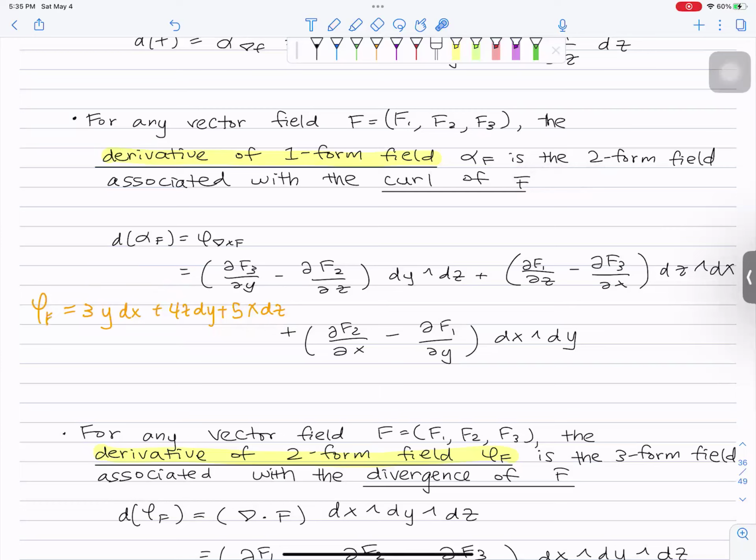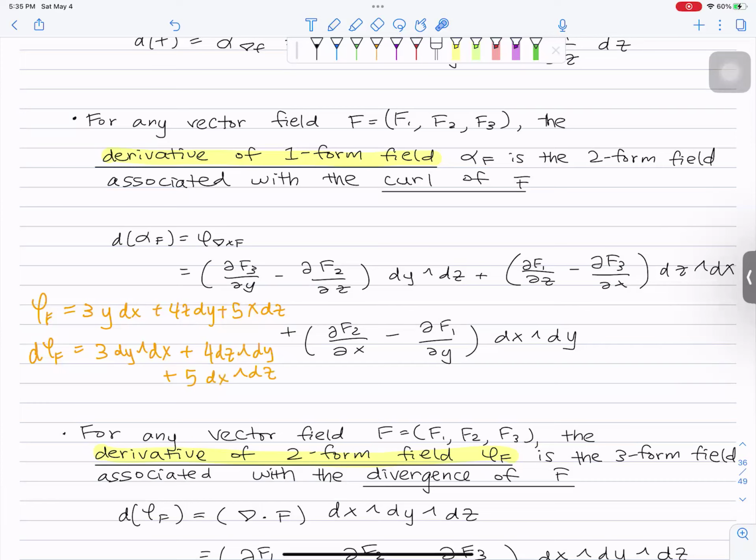If I wanted to take the derivative of it, I have to do it component-wise, right? Like d of this is, I take the derivative of 3y with respect to the variable I have, which is y. So the derivative is 3 dy. And then I wedge on what's remaining, the dx. Then I have, this term has a z in it. So I take the partial with respect to z and I get 4 dz. And I wedge on what's left, the dy. And then finally, this term has an x in it, so I'm going to take the partial with respect to x and then wedge on the remaining stuff.